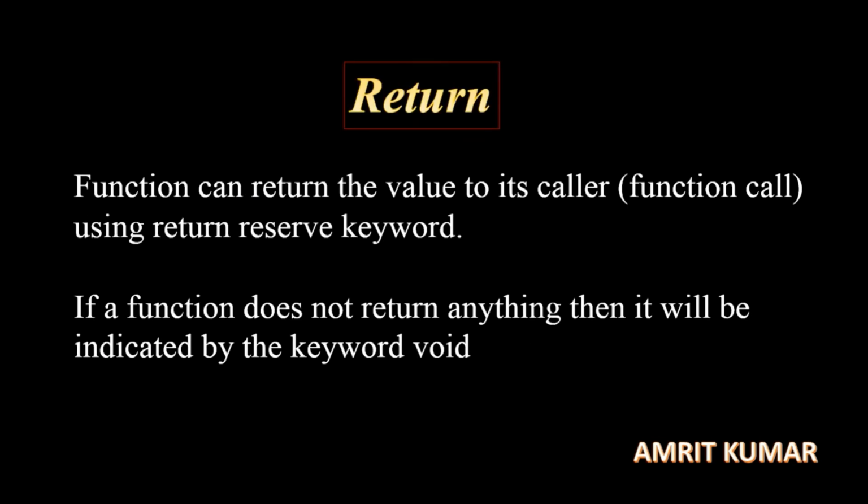Now moving on to another function component, that is return. A function can return a value to its caller, we know. That is done using the return reserved keyword, and through this way you can return the value to its caller. If a function does not return anything, then it is indicated by the keyword void. So this was, we can say, all about the function and its components used in the C language.